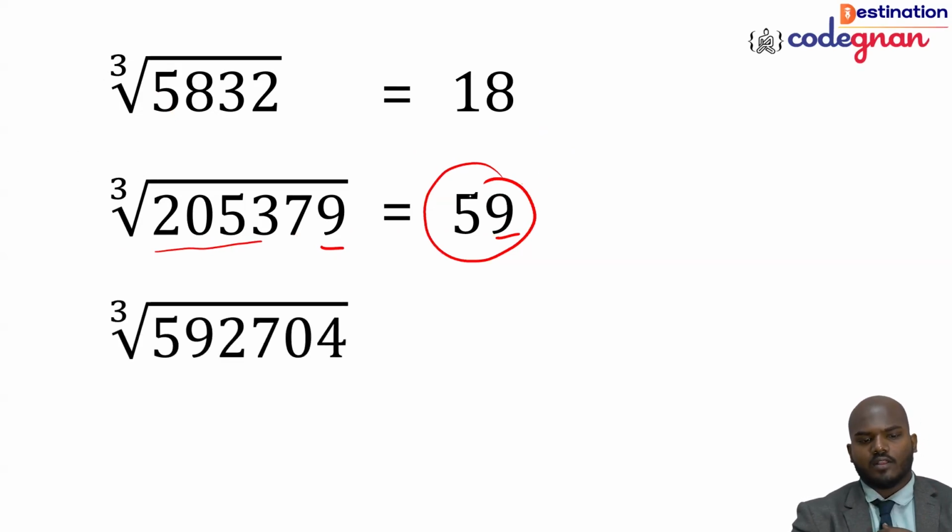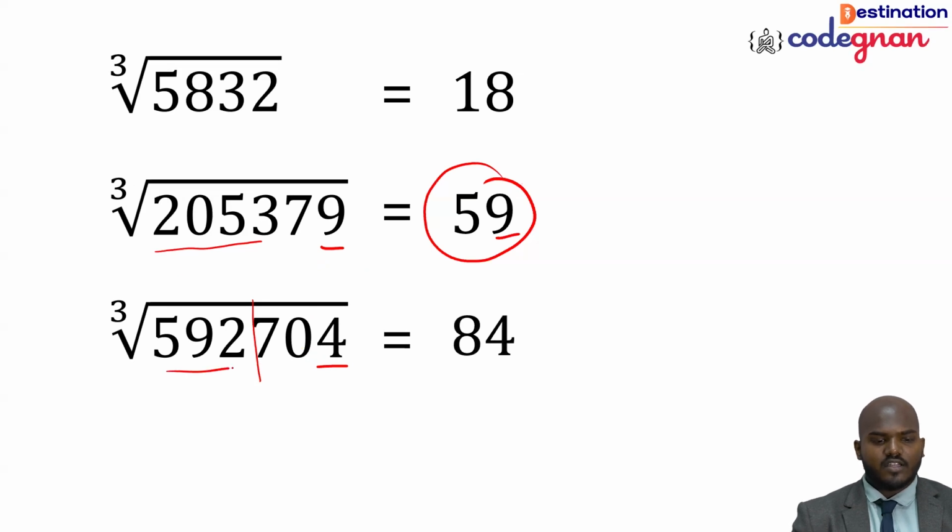592704. How will you break it down? Again, I'm just breaking it down like a 3 cross through. I'm just saying, which number will give you the last digit of 4 in the cube value? So that is 4 only. The remaining value, that is 8.